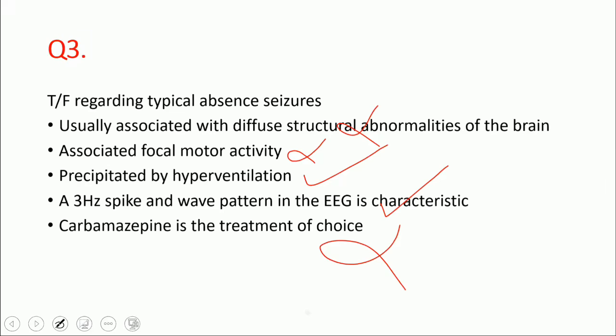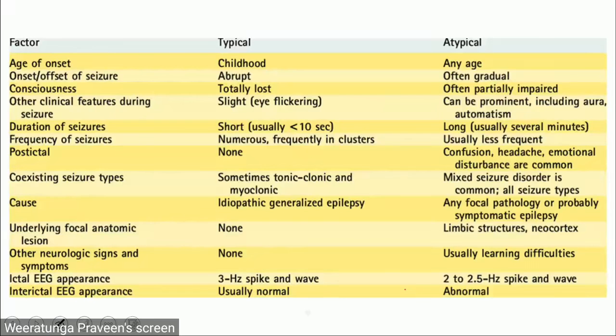There is another variety called atypical absence seizures, which are not important for you at this stage. But in the typical variety, there are no structural changes. They just lose their consciousness. They don't lose their posture most of the time. And they have this very characteristic EEG pattern. Any questions about that one?